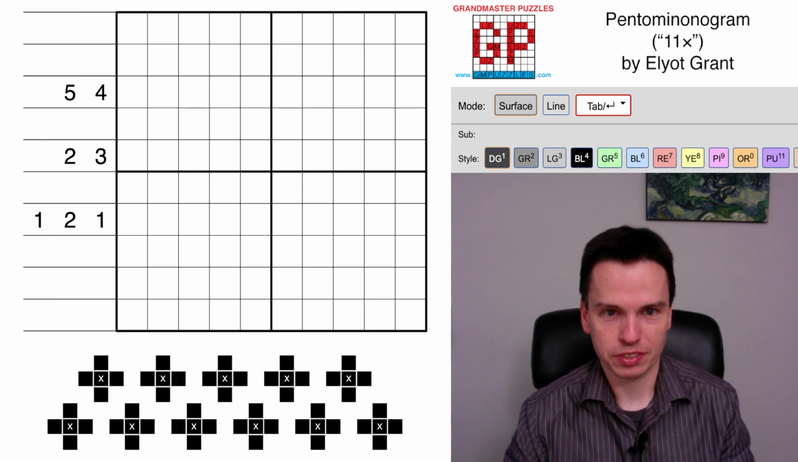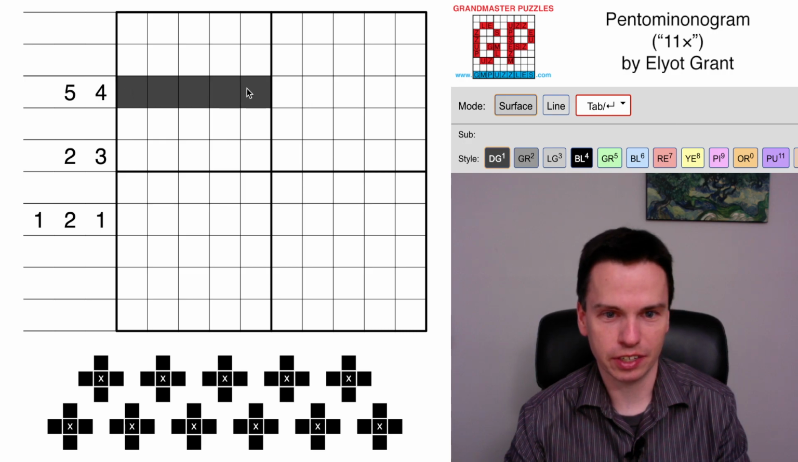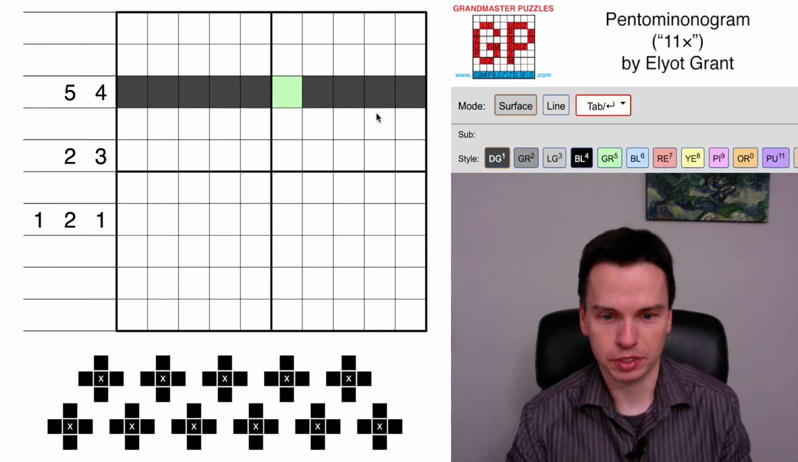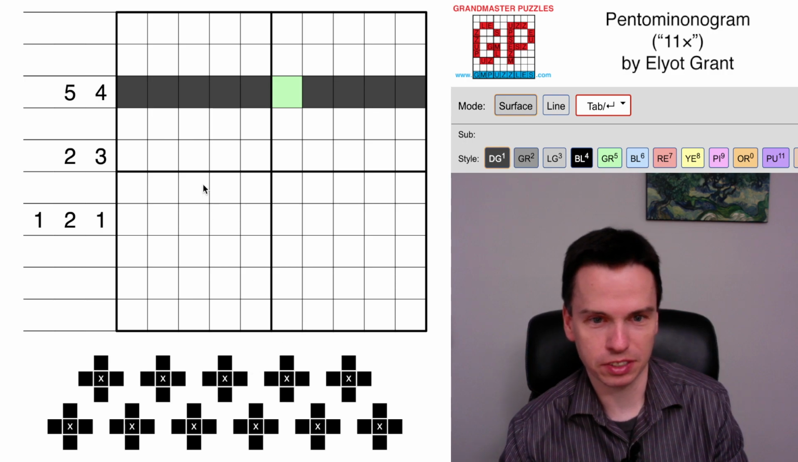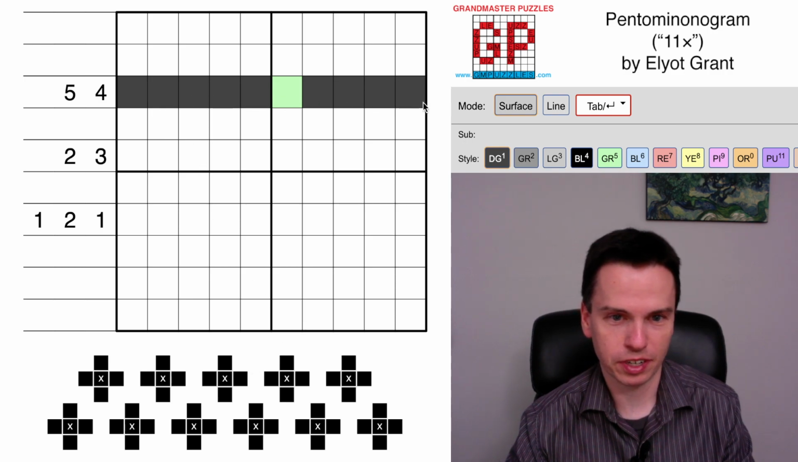So here to solve this Pentominonogram by Elyot. That's a tongue twister, but this is a style that Elyot's given us before with some different shape constraints, and it's a fun combination of this shading and object placement style.